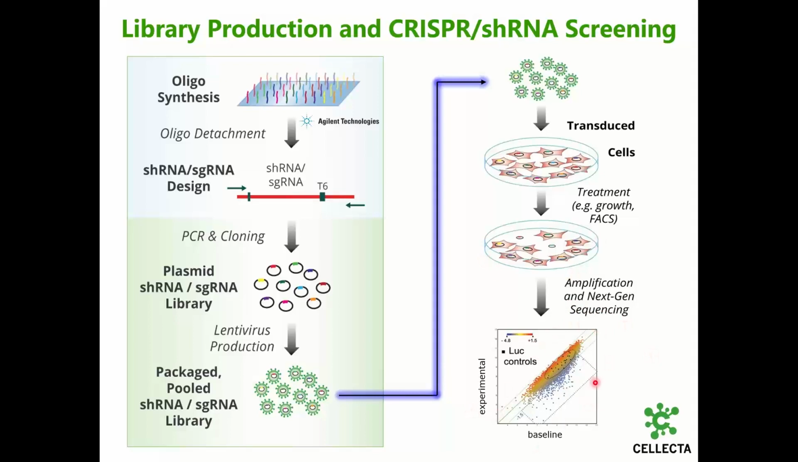Genomic DNA is isolated from the samples, the sgRNA sequences are amplified, and then sequenced. The sgRNA that are underrepresented in the experimental population versus the original library are ones that are targeting genes that are important for cell viability.